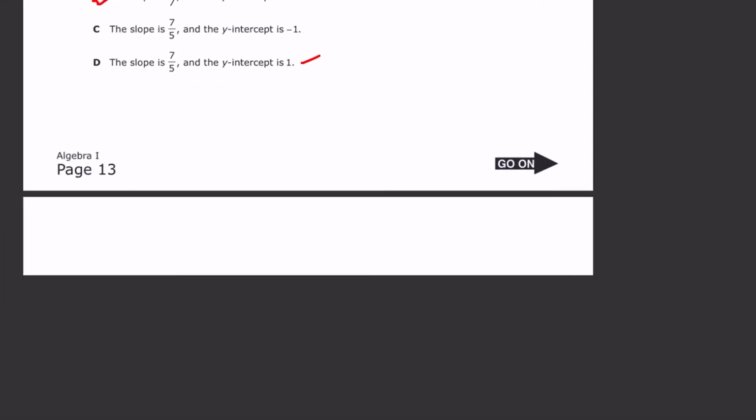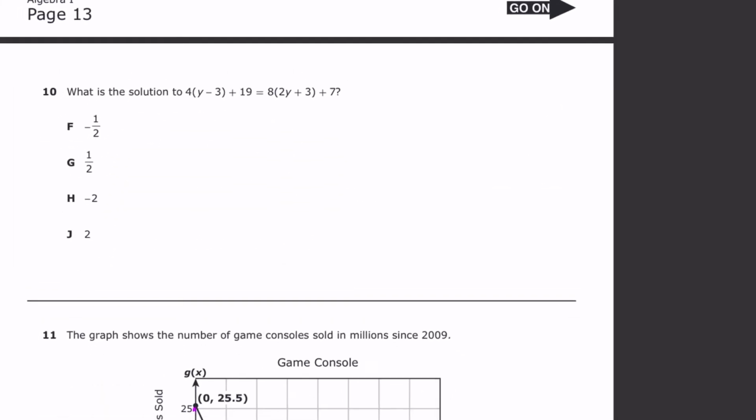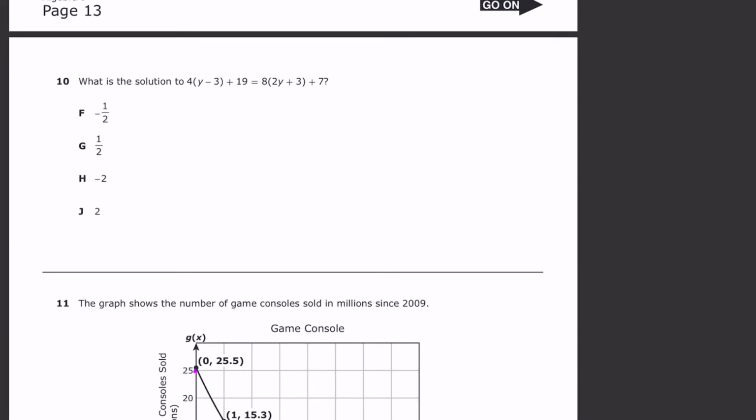Now going into the next one, the 10th problem. What is the solution of 4 into (y minus 3) plus 19 is equal to 8 into (2y plus 3) plus 7? So now here we can use the distributive property. So you can write this 4 into (y minus 3), you can take 4 inside, so it becomes 4y minus 12 plus 19 is equal to, now you can take 8 inside the bracket, distributive property, 8 2s are 16y plus 8 3s are 24 plus 7.